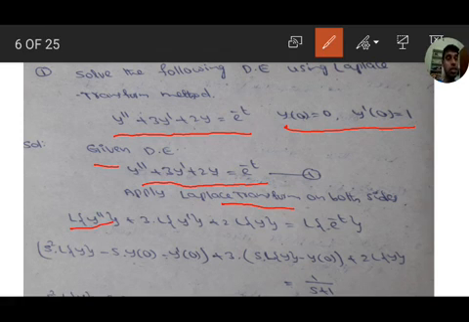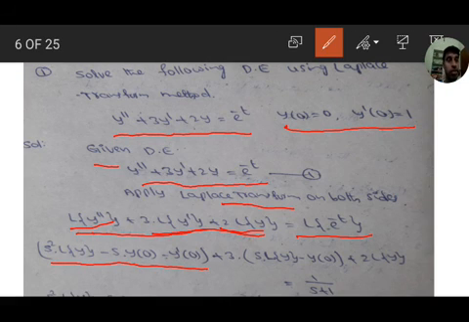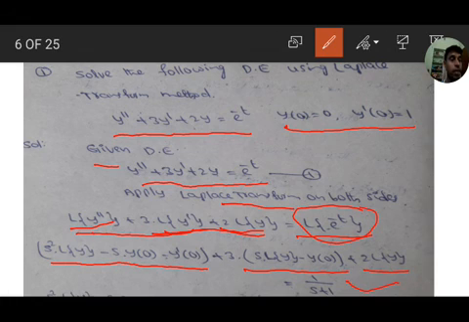L of y double dash plus 3 into L of y dash plus 2 into L of y equal to L of e to the power of minus t. Applying Laplace transform on both sides and using the linearity property, we get L of y double dash plus 3, the coefficient, L of y dash plus 2 into L of y equal to L of e to the power of minus t. Next, the second order derivative formula: s square L of y minus s into y of 0 minus y dash of 0. Plus 3 into L of y dash, formula s into L of y minus y of 0, plus 2 into L of y equal to L of e to the power of minus t, formula 1 by s plus 1.